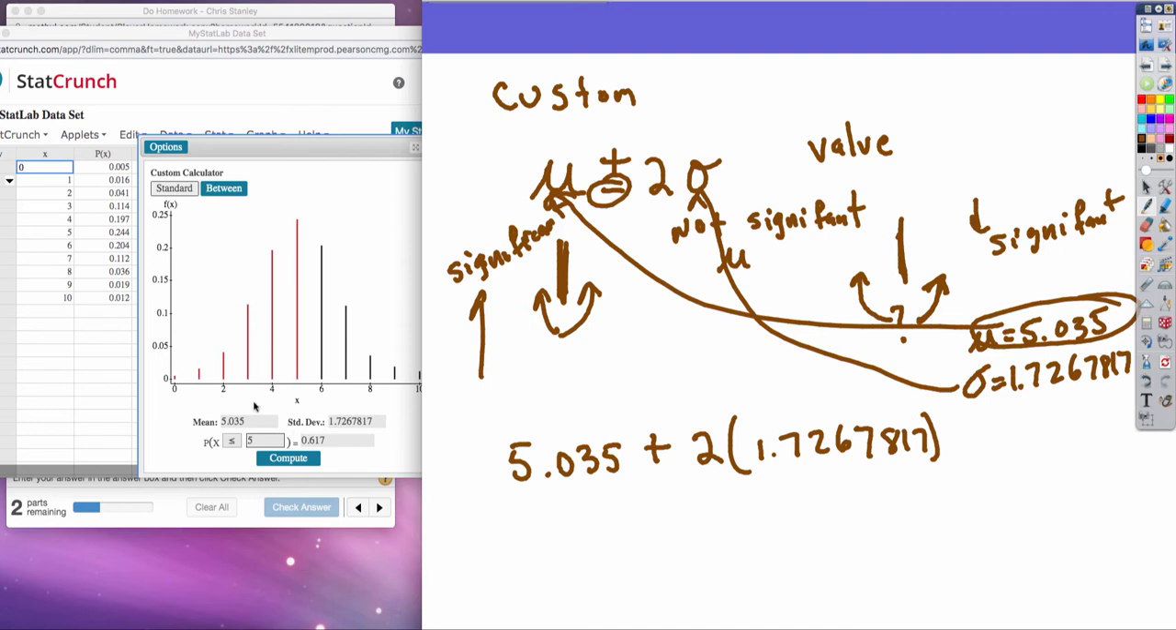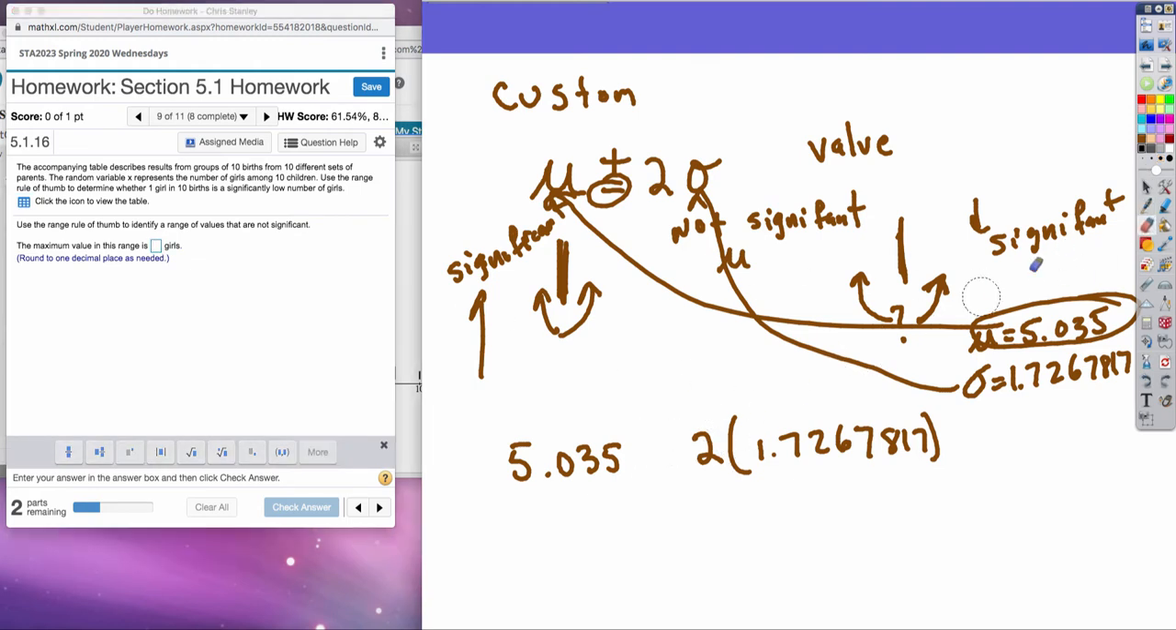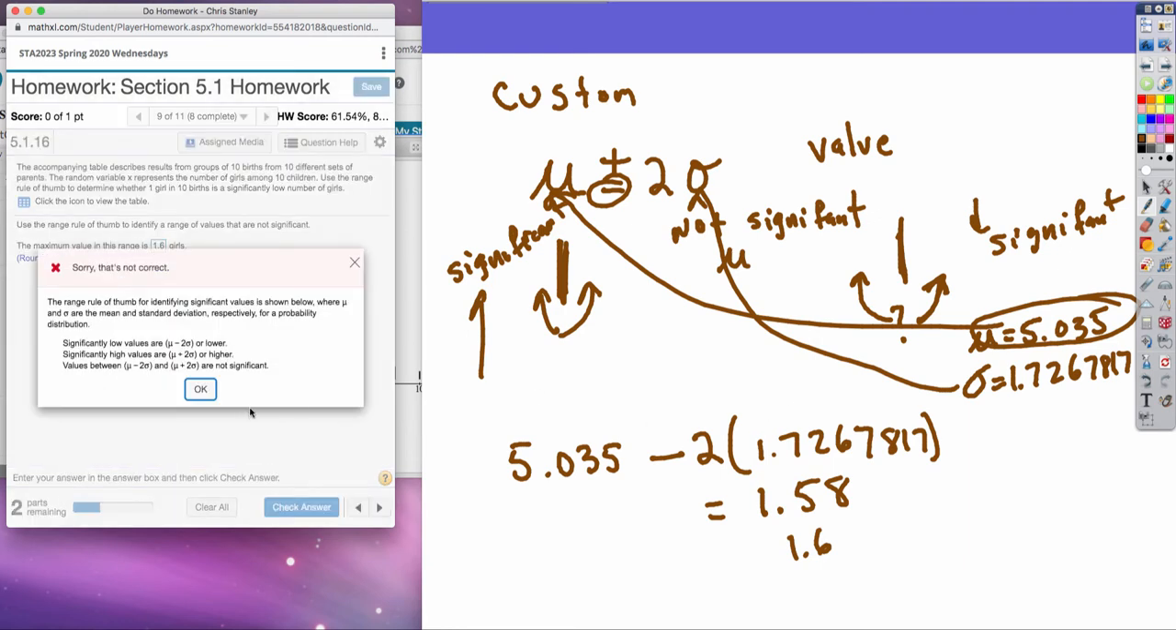Oh, they asked for lower, I think. Darn it. They asked for lower. Okay, I did the minus here. And I ended up with 1.58, so that's 1.6 because it says round in one decimal. That's what I did.